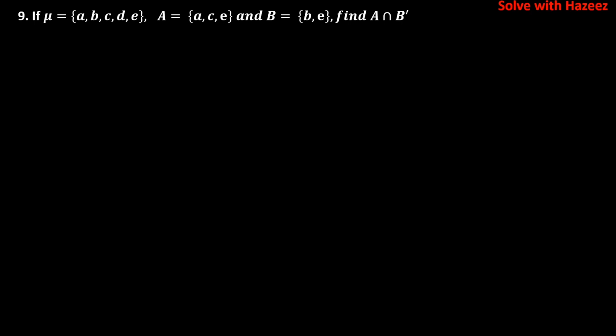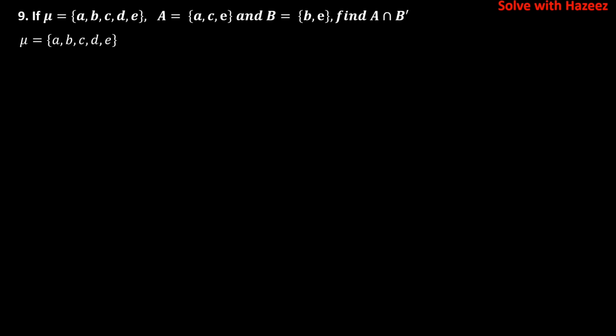Question 9 is coming from set theory, and it says if mu is equal to the set of A, B, C, D, E, which is the universal set, and set A is equal to A, C, E, then set B is equal to B, E. Then the question is asking us to find A intersection B prime, or A intersection B complement.